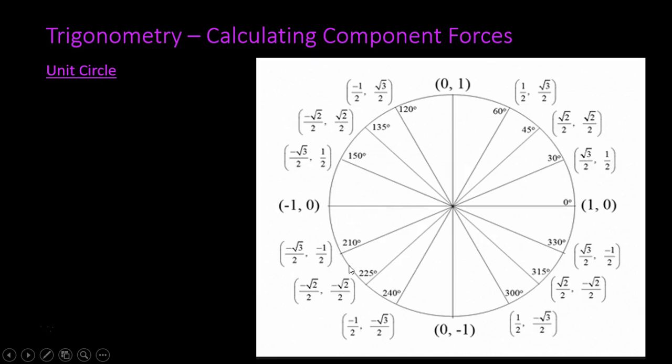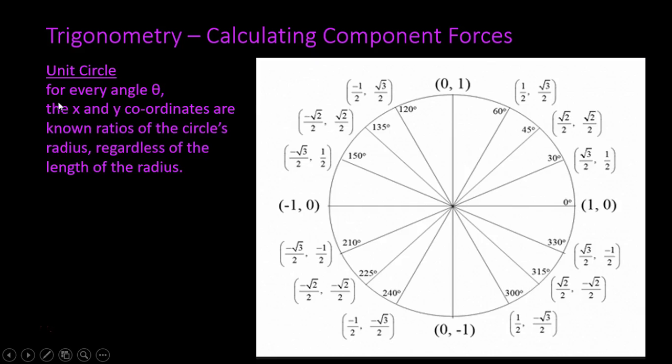And we can see that for several different angles here. So the important thing to take away from this is that for every angle theta, the X and Y coordinates are known ratios of the circle's radius, regardless of the length of the radius.